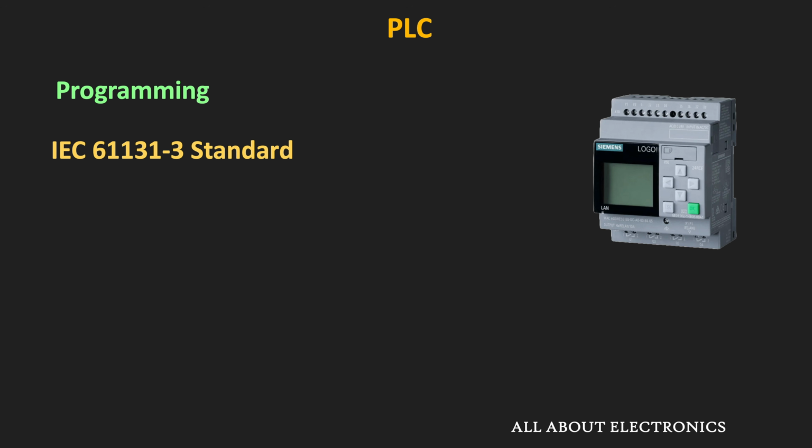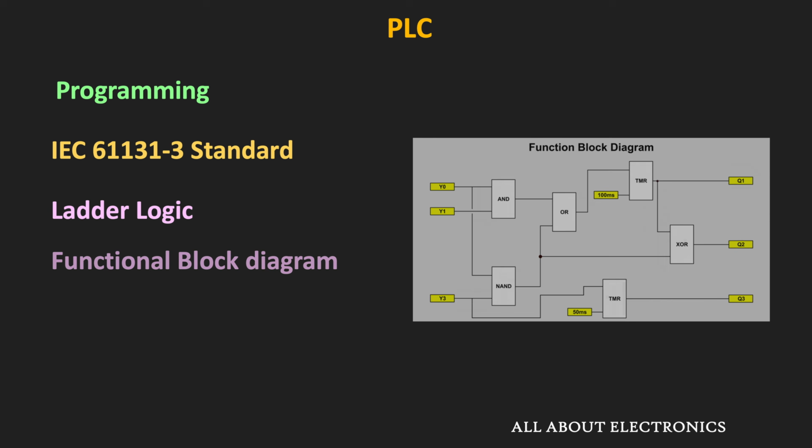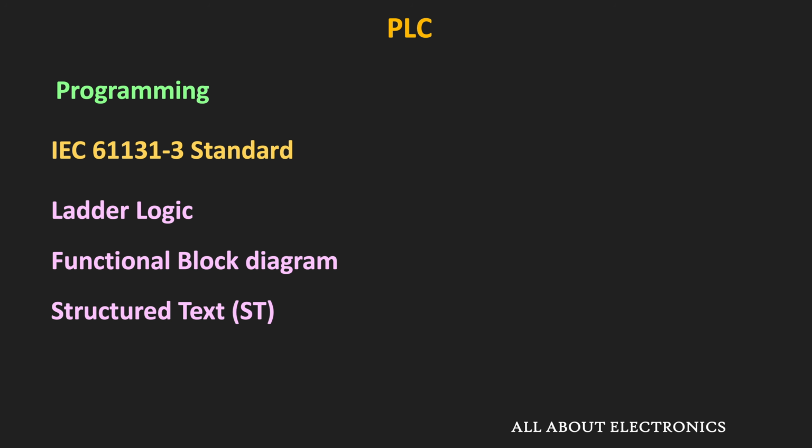And this standard defines the 5 common programming languages for the PLC. The first one is ladder logic, which is most commonly used for PLC programming. Then the second language is the functional block diagram. Then the third programming language is structured text, which is very similar to high-level text-based programming like the C language.